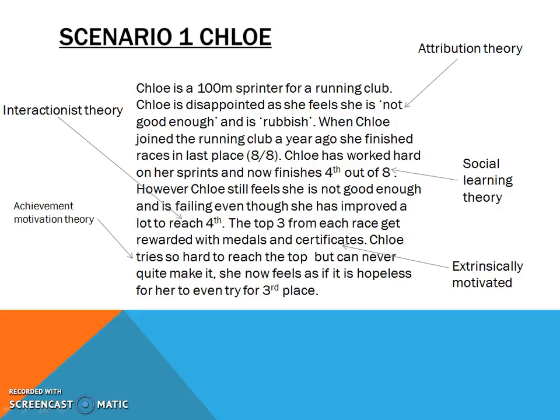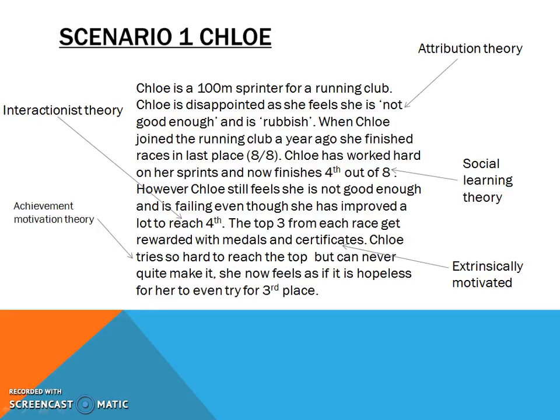So, firstly we can link attribution theory to Chloe, as she perceives herself as failing, when she could look at finishing 4th as a success if she used to finish in 8th. So she perceives her own ability as not good enough and rubbish, when really it is not, and she has improved a lot to come back to 4th from 8th.